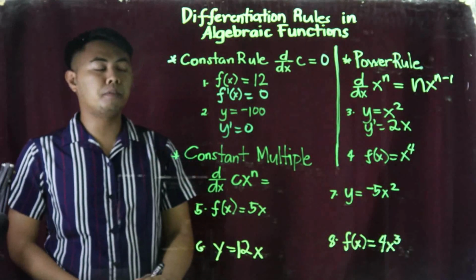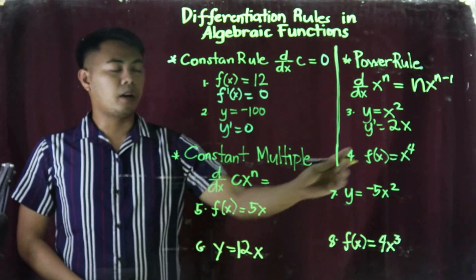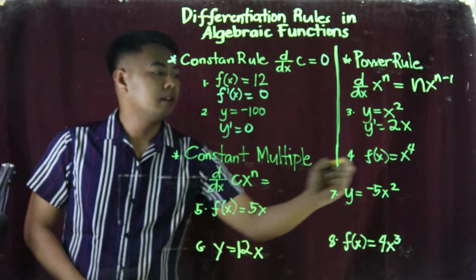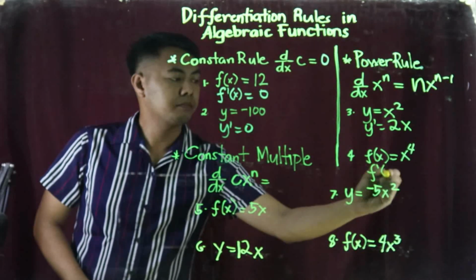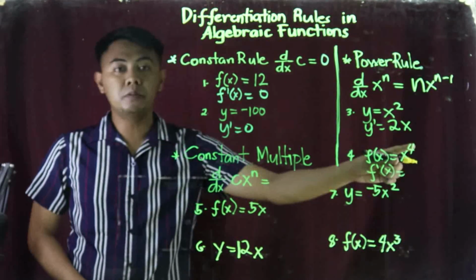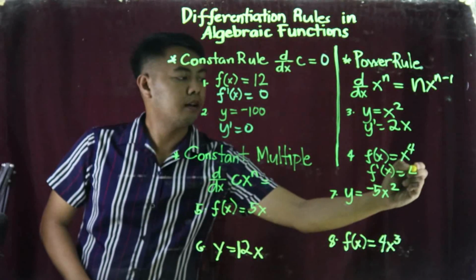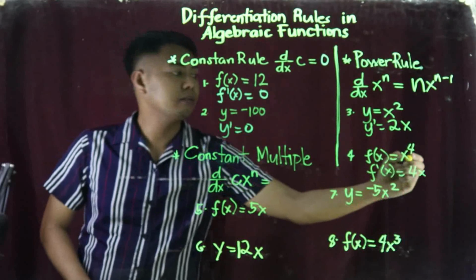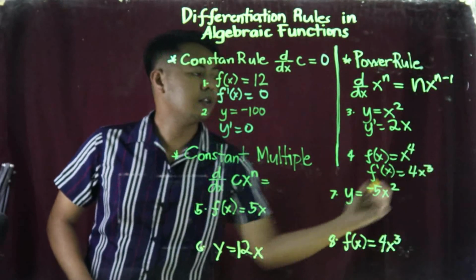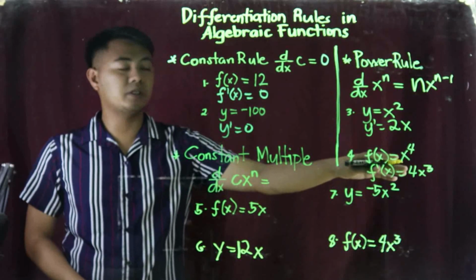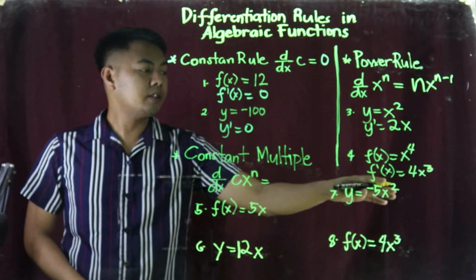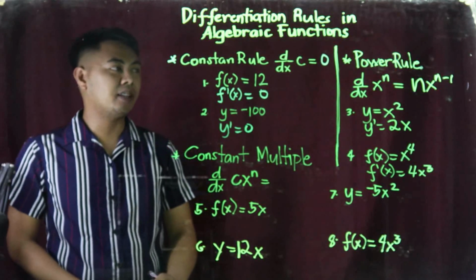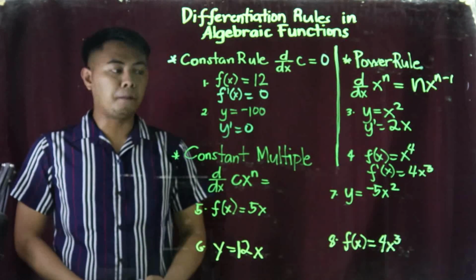Another example, number 4. f of x is equal to x raised to 4. What is the derivative of this? f prime of x is equal to bring down 4, subtract 1 from the exponent, 4 minus 1 is 3. So the derivative of f of x equals x raised to 4 is 4x raised to 3. As simple as that. So that's the power rule.